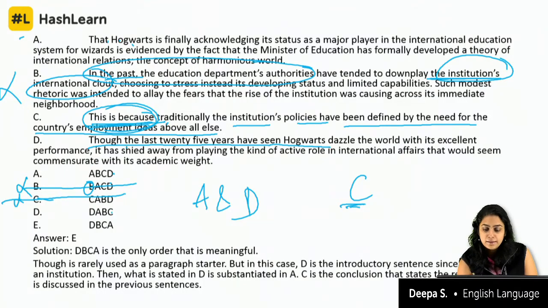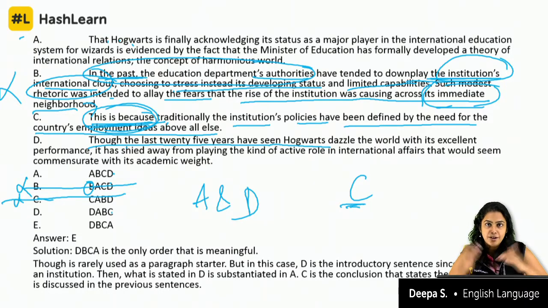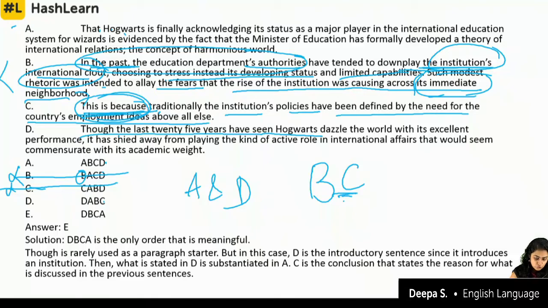Let's look at B in detail. In the past, the authorities have tended to downplay the international clout, choosing to stress its developing status and limited capabilities. Such modest rhetoric was intended to allay the fears that the rise of the institution was causing across its immediate neighborhood. Immediate neighborhood, okay, that has some focus on the country, within the country what happens, the employment, and just outside. So this occurs before C. So I am better off choosing one of these, A or E.